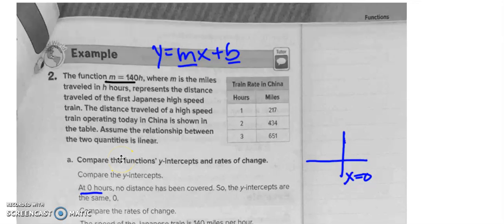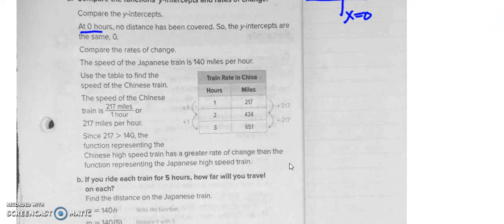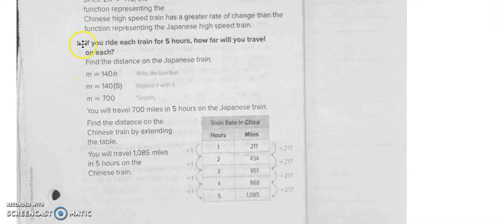Okay, so we're starting part B of the video comparing functions. So we should have been actually on part B for example 2. And the question was, if you ride each train for 5 hours, how far will you travel on each? And this really just involves plugging in or extending our table to find out.